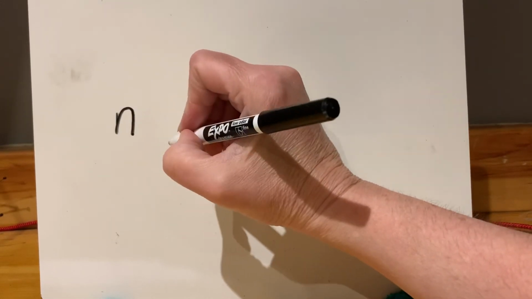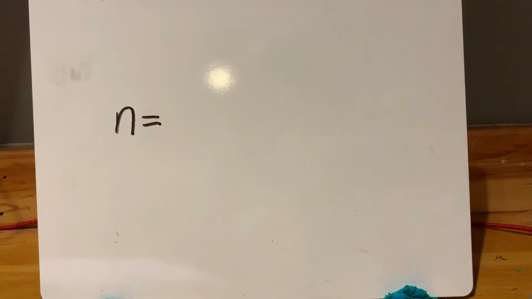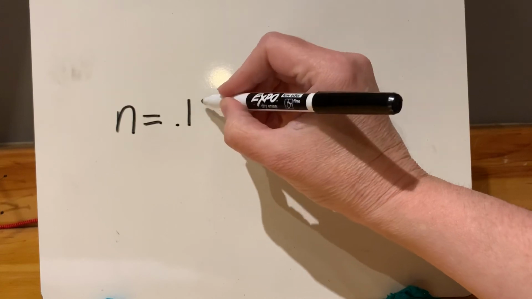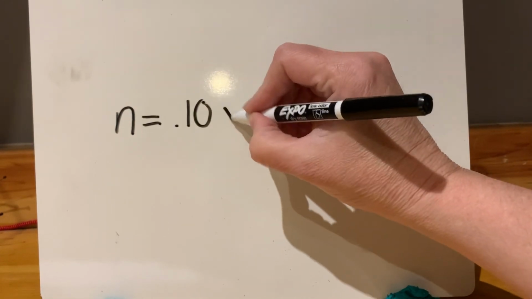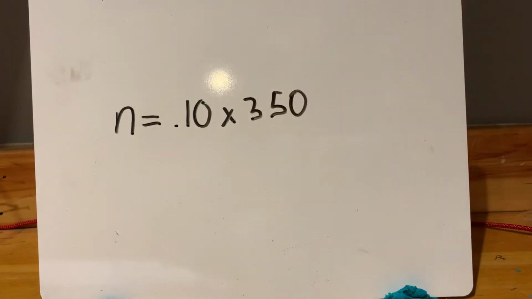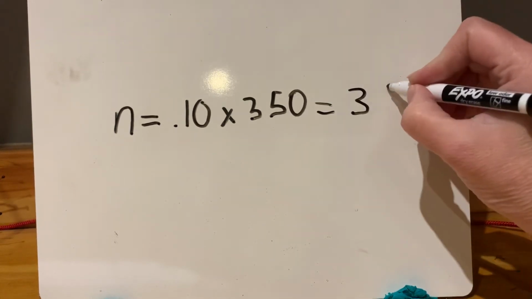What number, we'll use N, is equal sign, what is 10% of 350? I'm going to put it as a decimal. And you'll find when we take 350, multiply it by 0.10, that it will equal 35.